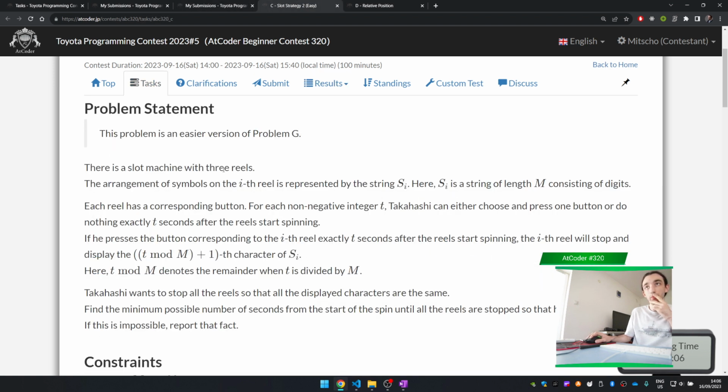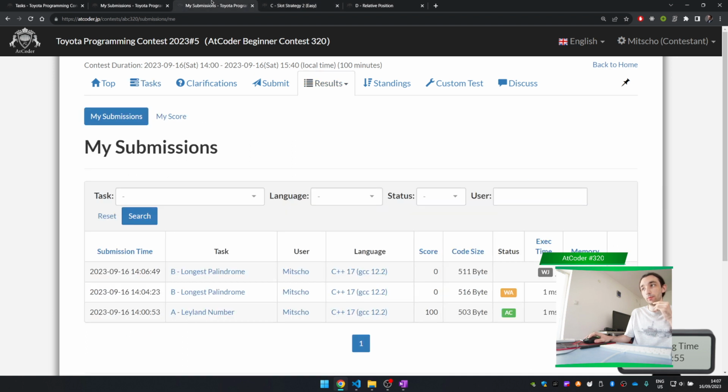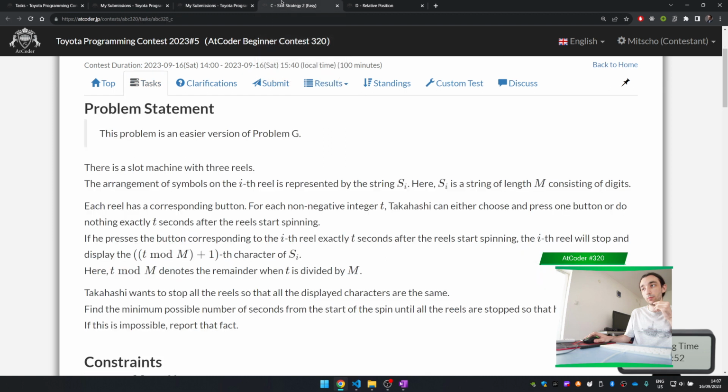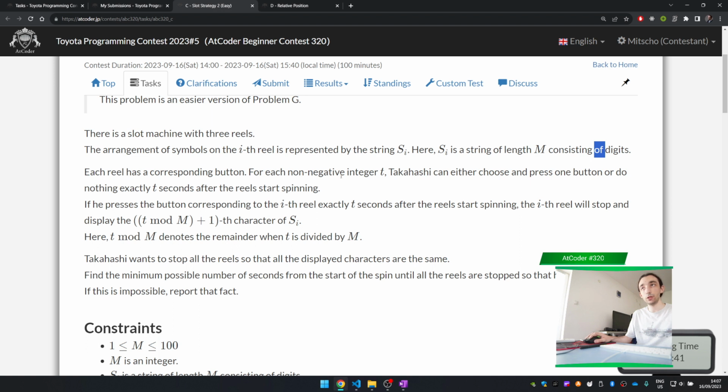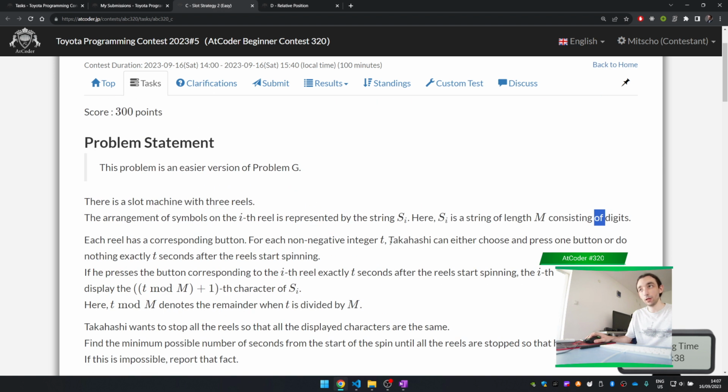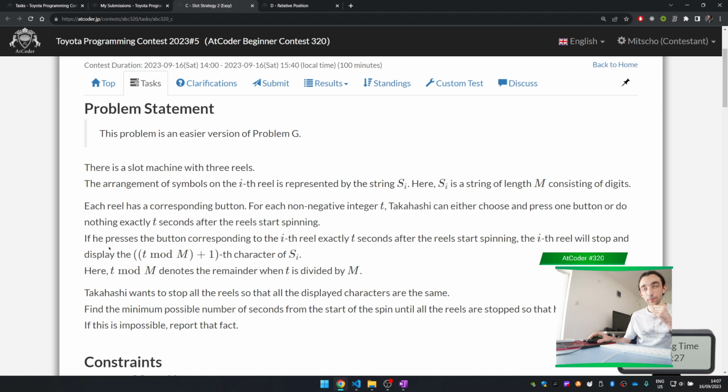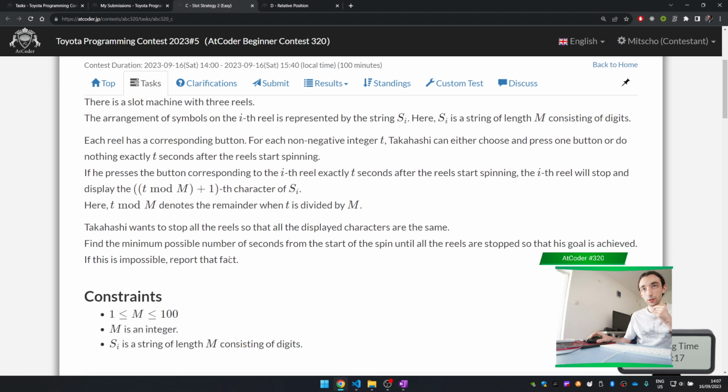There is a slot with 3 reels. The arrangement of the symbols in the ith reel is represented by the string Si, consisting of M digits. Okay, that's accepted. Each reel has a corresponding button. For each non-negative integer t, Takahashi can either choose and press one button or nothing exactly t seconds after the reels start spinning. If he presses the button for the ith reel exactly t seconds after the reels start spinning, the ith reel will stop and display the t mod M plus 1-th character of Si. Yeah, okay.